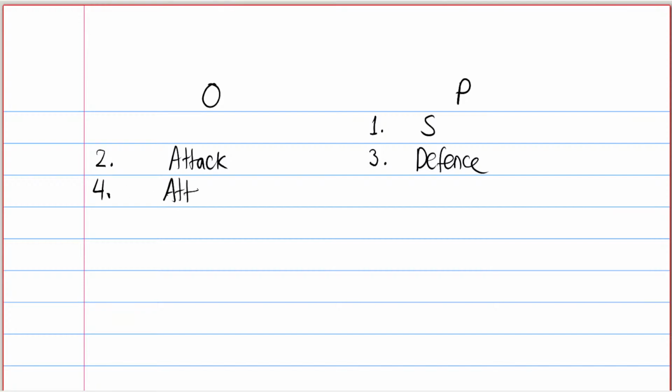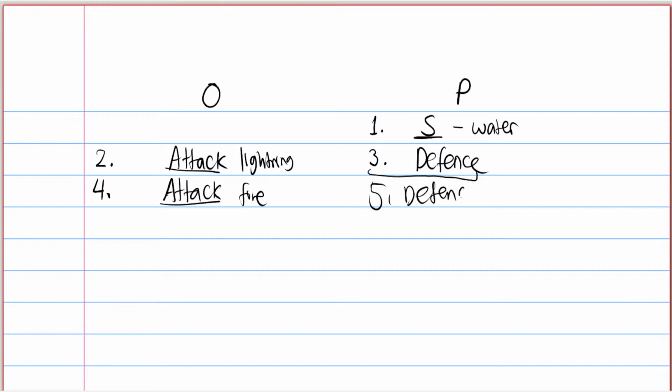O can attack further. Maybe there are 2 attacks possible for the statement S. For example, like water, you can use lightning, and then you have to provide a defense against that. Or you could probably use fire. Fire will evaporate the water away. So I guess that attack works as well. And then you have to provide a defense against that as well. Right? And this will just keep going.